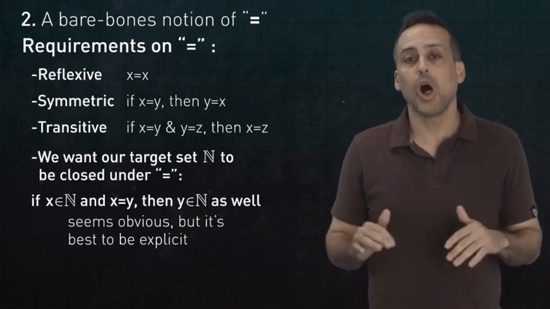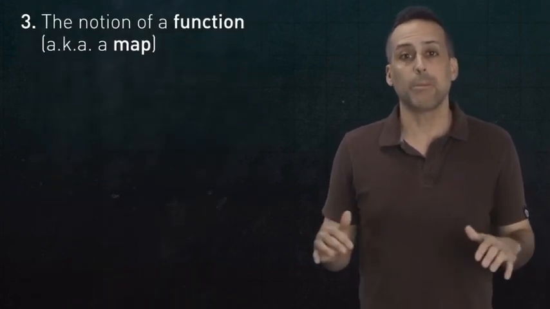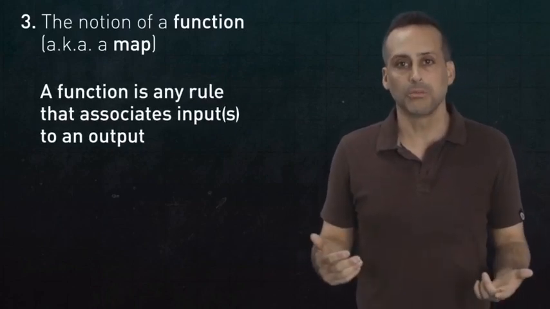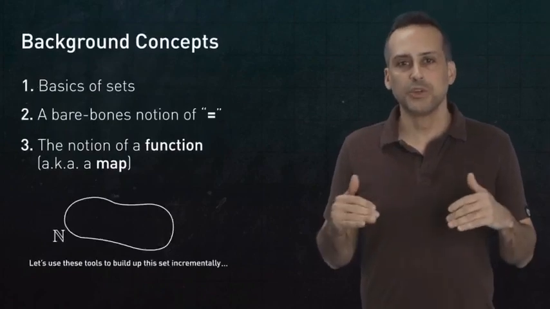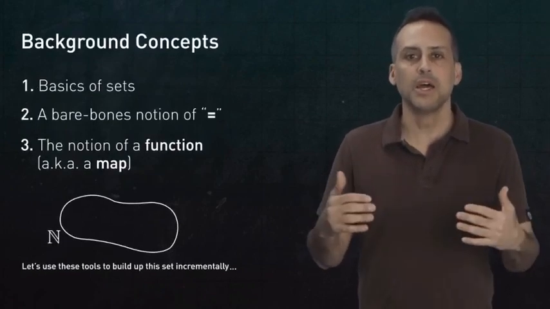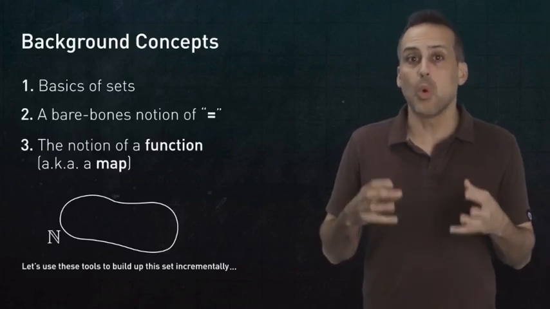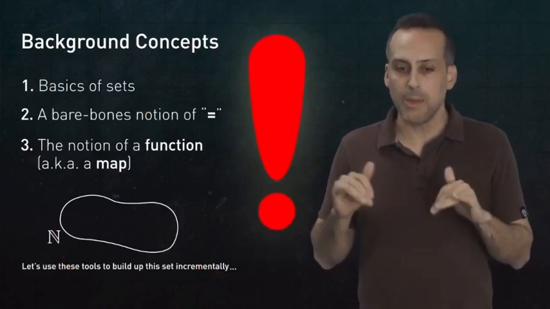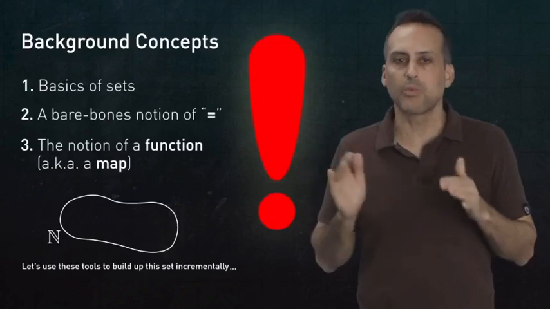And finally, we'll also rely on the concept of a function or a map, i.e. a rule that associates an output with one or more inputs. Armed with these basic tools, let's introduce Peano's axioms incrementally, so that you can see exactly why each one needs to be there. Now, warning, some parts of the argument are subtle, and you may need to watch this more than once to keep up with what's going on.